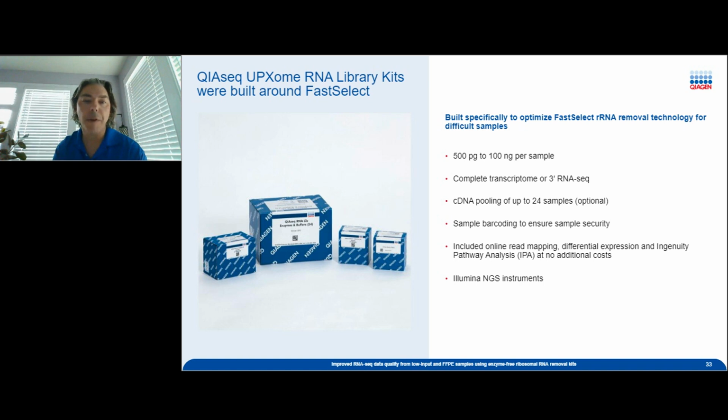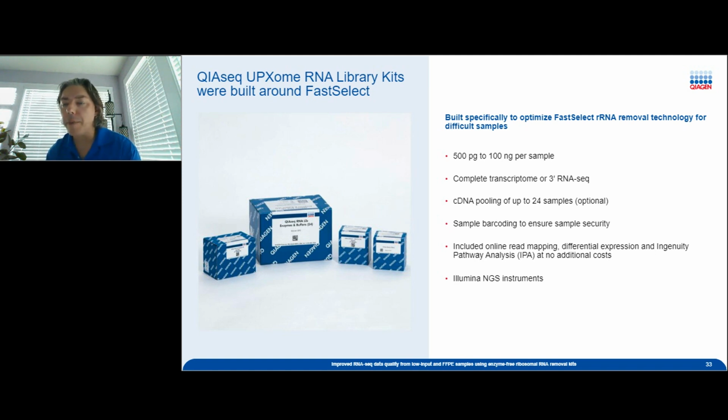One of the things around the FastSelect is it allows us to do some cDNA pooling. So we can take the cDNA and pool it together based on adding a sample barcode at the early steps of this. And the sample barcode allows us also to ensure sample security. With this, we include a data analysis feature, and also this is built exclusively for Illumina NGS experiments. With the data analysis feature, we also include this with our FastSelect product as well.